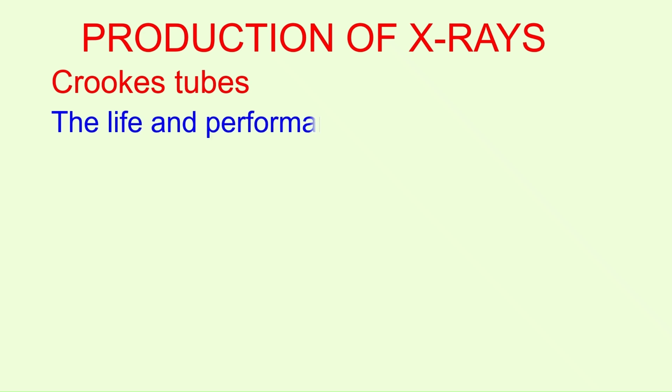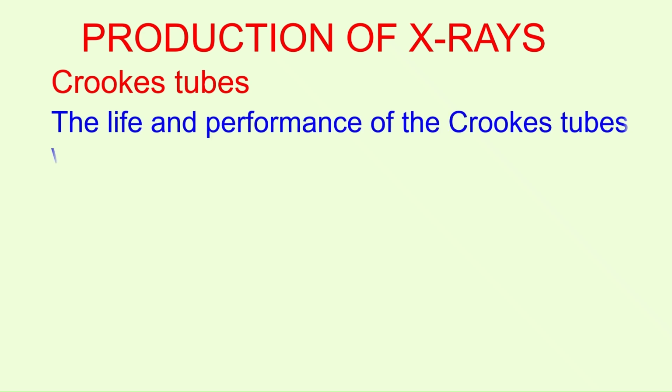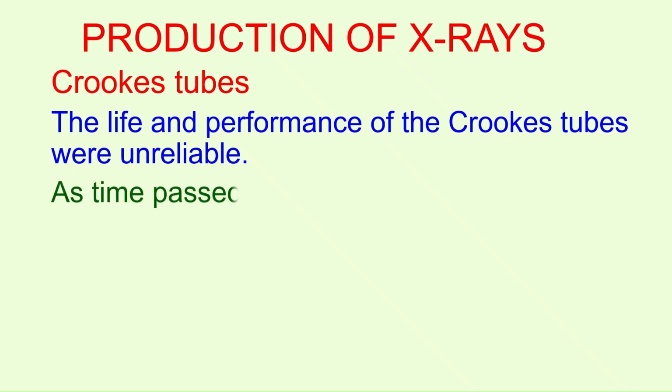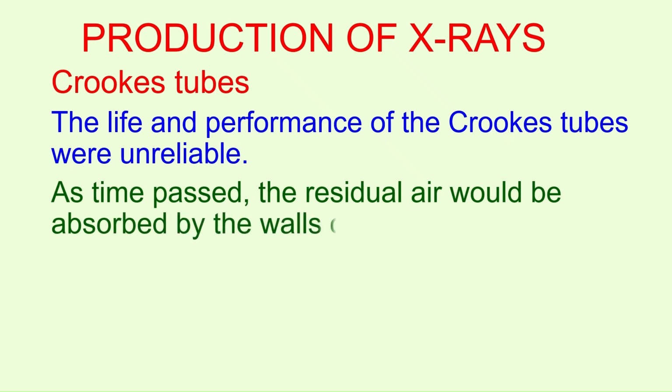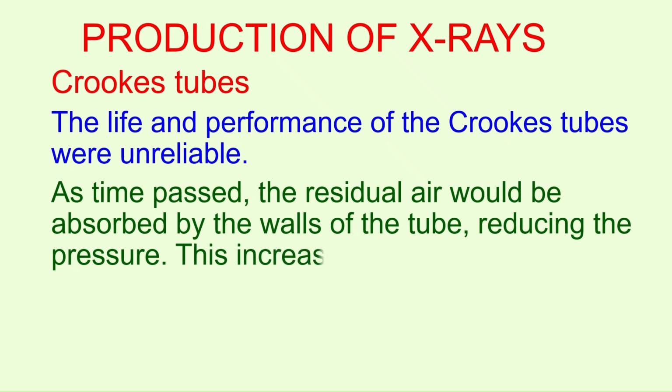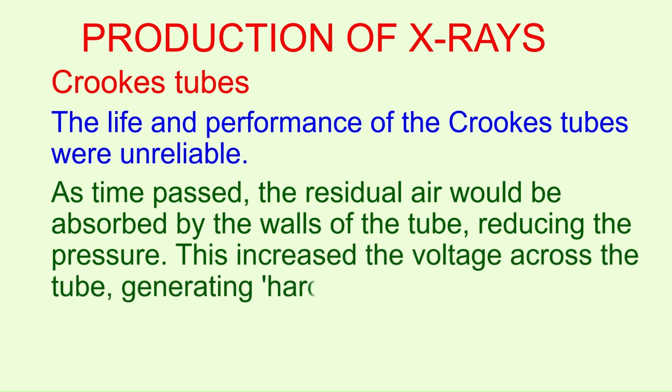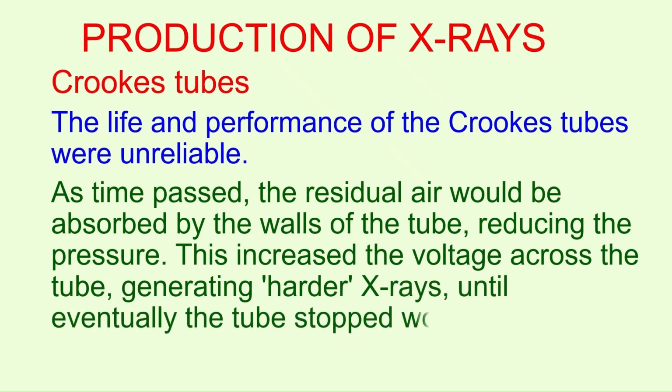The life and performance of the Crookes tubes were unreliable. As time passed, the residual air would be absorbed by the walls of the tube, reducing the pressure. This increases the voltage across the tube, generating harder X-rays, until eventually the tube stopped working.